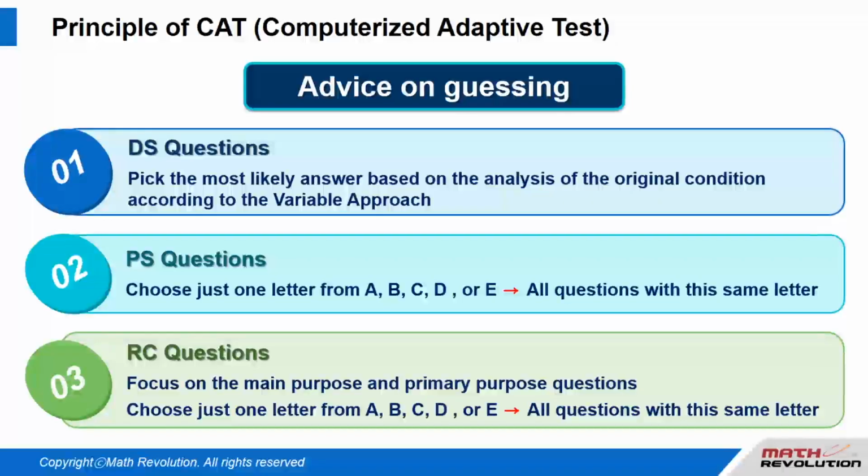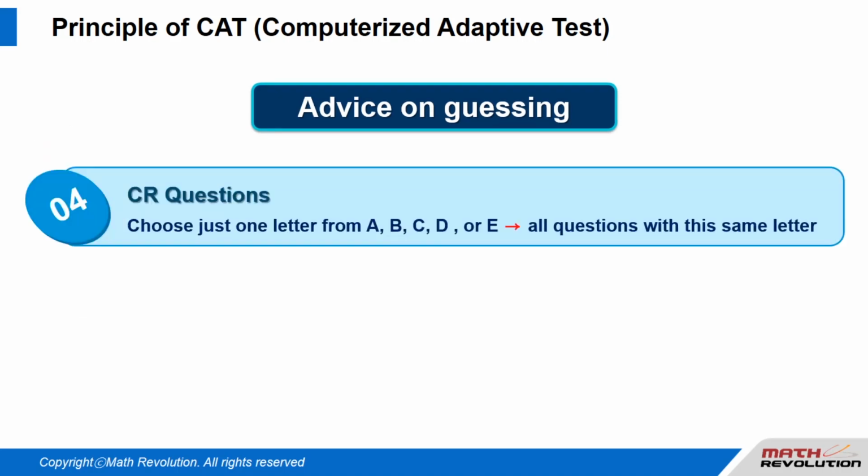3. For RC questions, focus on the main purpose and primary purpose questions. Whenever guessing, choose just one letter from A, B, C, D, or E and answer all questions with this same letter whenever you don't know the answer. 4. For CR questions, whenever guessing, choose just one letter from A, B, C, D, or E and answer all questions with this same letter whenever you don't know the answer.